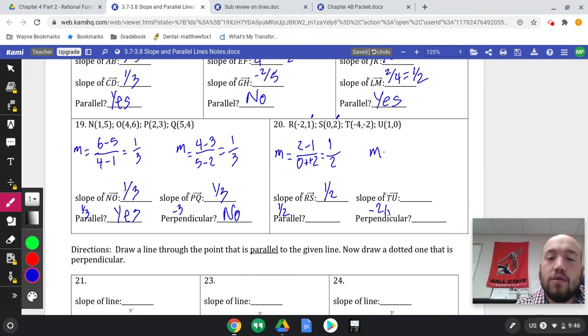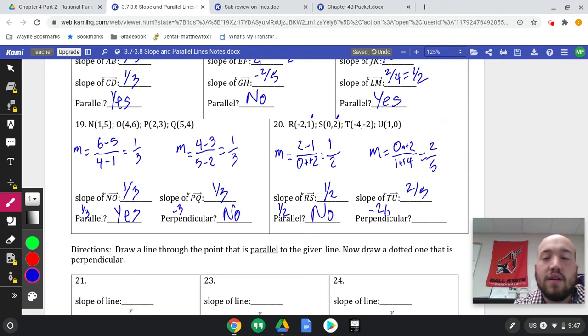So for TU, we're going to start with 0 minus -2 all over 1 minus -4. Remember, minus is the same as plus, so we're going to get 2 over 5, or 2/5, which is not the same, so no, they're not parallel. It's not opposite reciprocals, so no, they are not perpendicular.